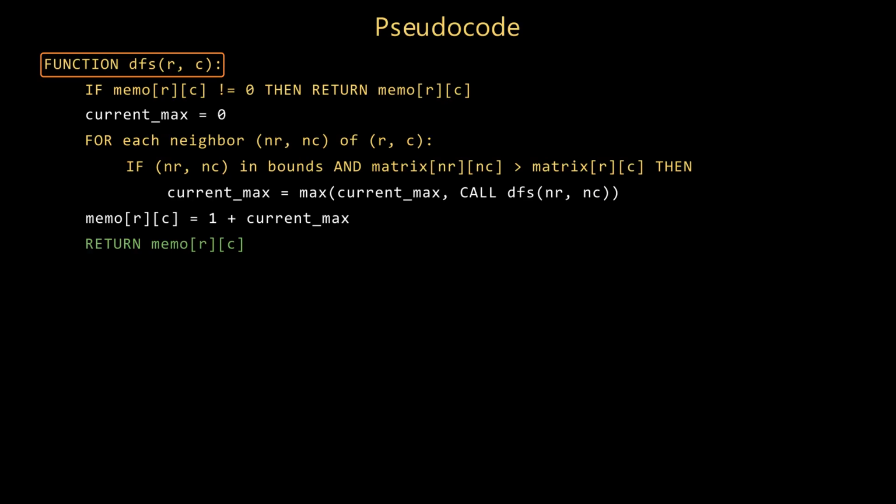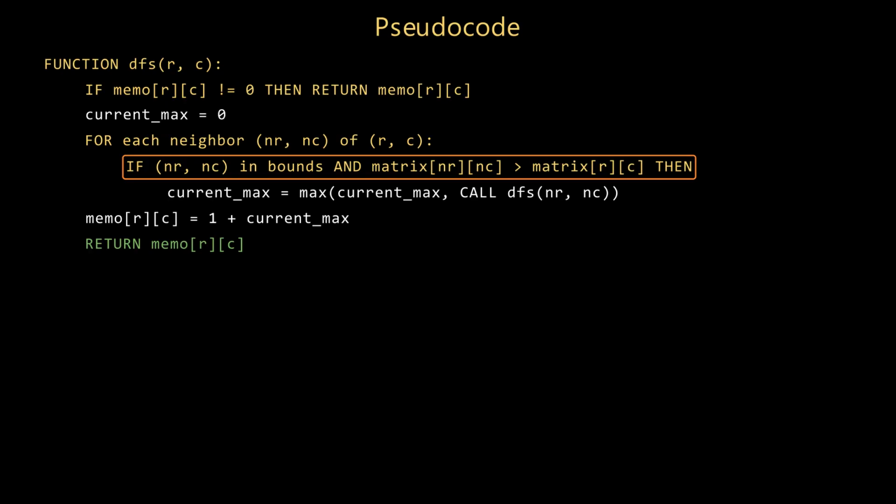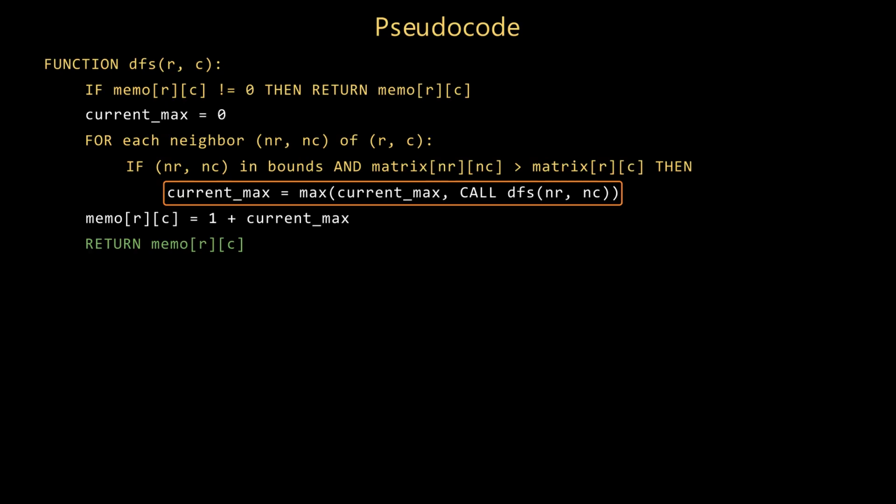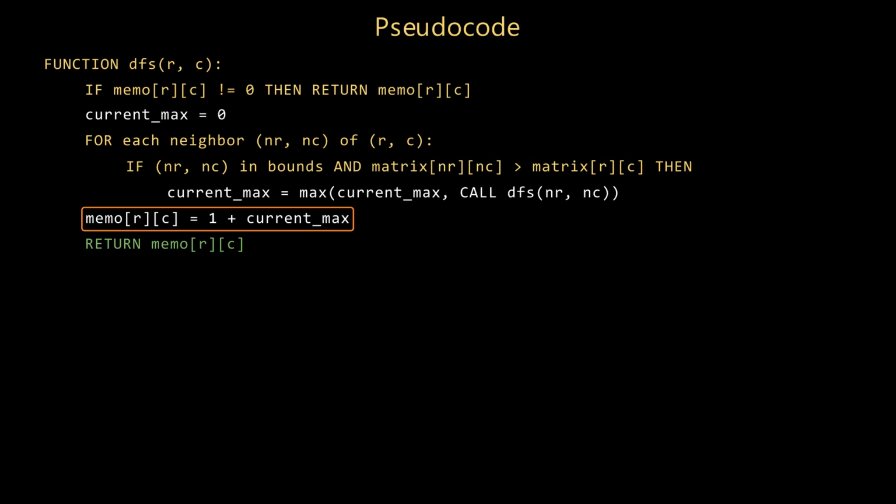Recursive helper from row R in column C. If memo already stores a positive score, return it immediately. Best extension from neighbors starts at 0. Check all 4 adjacent cells. Only recurse when in bounds and strictly greater. Keep the best child path length. Store 1 plus the best child as the score at this cell. Return the memoized score.